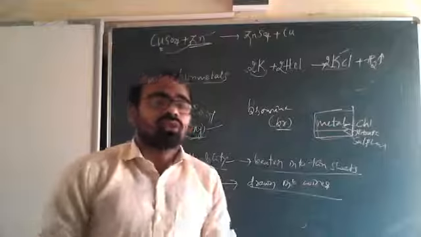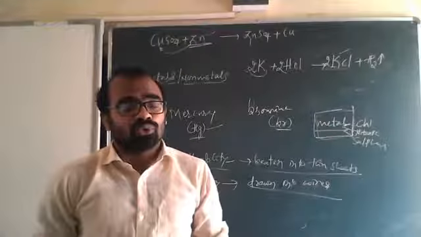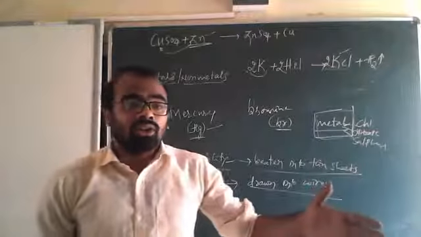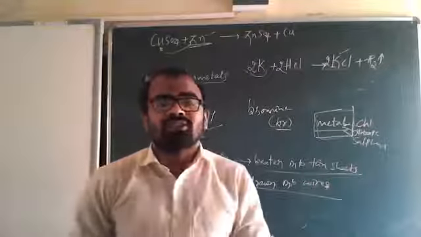There comes non-metallic oxide. Those are acidic in nature. How do we know that? It converts blue litmus to red, whereas metallic oxides convert red litmus to blue, which are basic in nature.